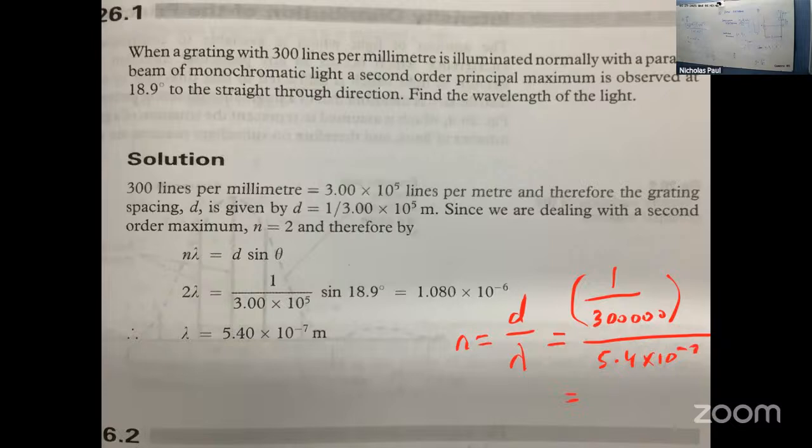Exact value? No, 6.17. So the maximum number of orders is 6, because we always round down. That's okay? Check back your value there. Alright, keep going down. Check it back. Put brackets around it and then.